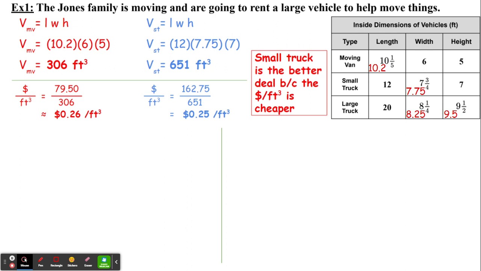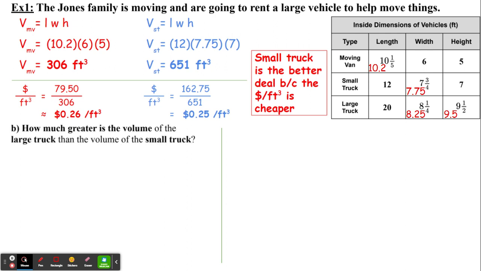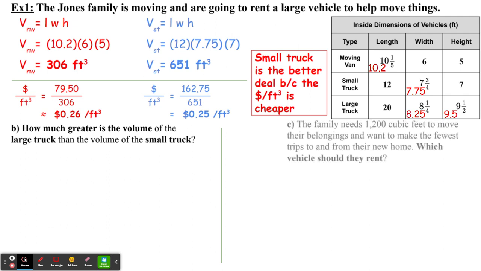Okay. The Jones family is moving and are going to rent a large vehicle to help move things. So we already discussed that. Now our next question is, how much greater is the volume of the large truck versus the volume of the small truck? And then they're also going to ask you if they need to move 1,200 cubic feet of stuff to get all their belongings, and they want to do the fewest number of trips to and from their house because it's a pretty long drive, which vehicle should they rent?